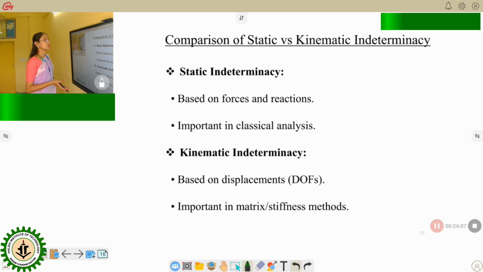Now what is the comparison of static versus kinematic indeterminacy? Static indeterminacy mainly is based on forces and reactions, and it is a very important part in classical analysis. Whereas kinematic indeterminacy is focused on the unknown displacements, and it is very useful for matrix method, that is stiffness method.